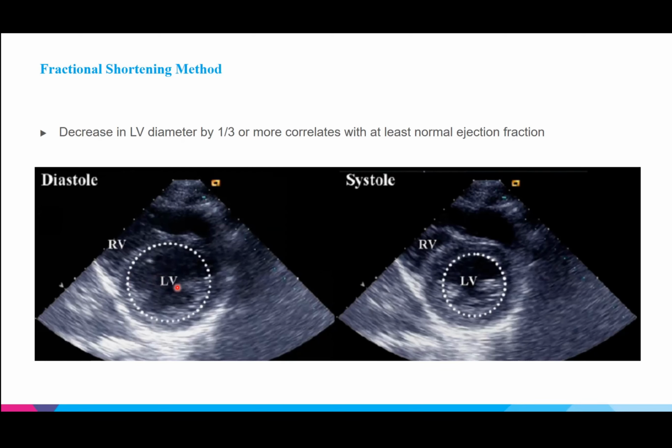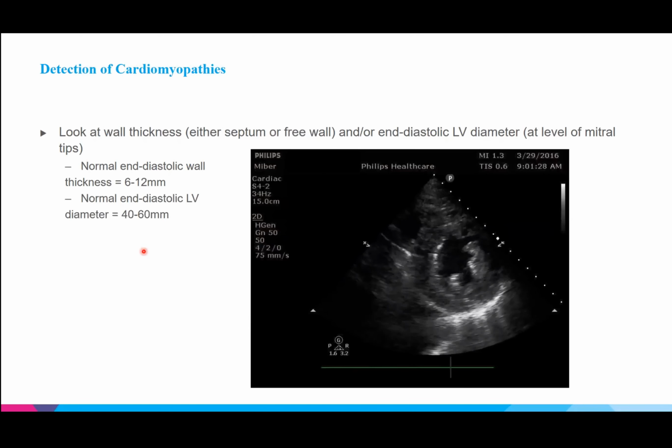Sometimes, when you have this view, you may not appreciate that the walls are moving in significantly, and that's okay. You really just need the diameter to decrease by at least a third or more. This is just an example I had to include. If we're looking for something like cardiomyopathies, your parasternal short axis view is going to be one of the main views to look at.